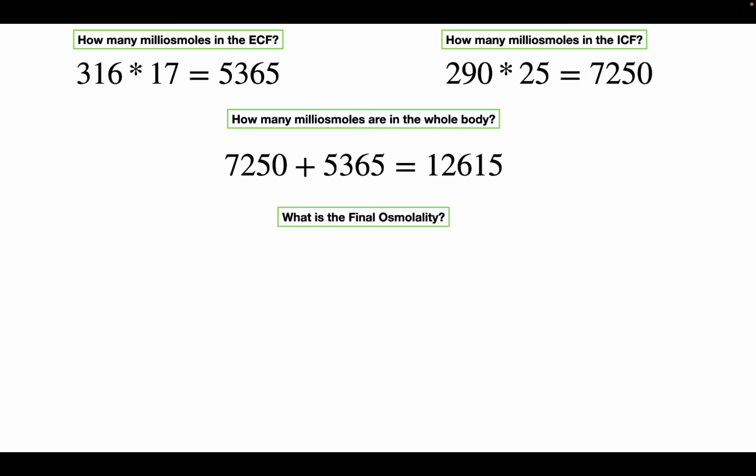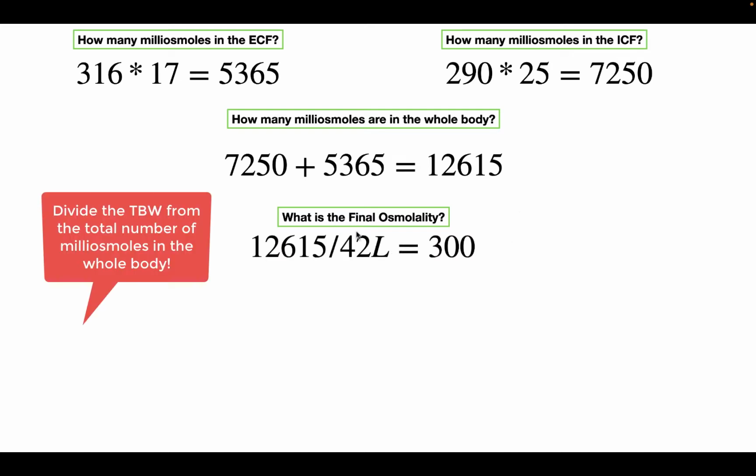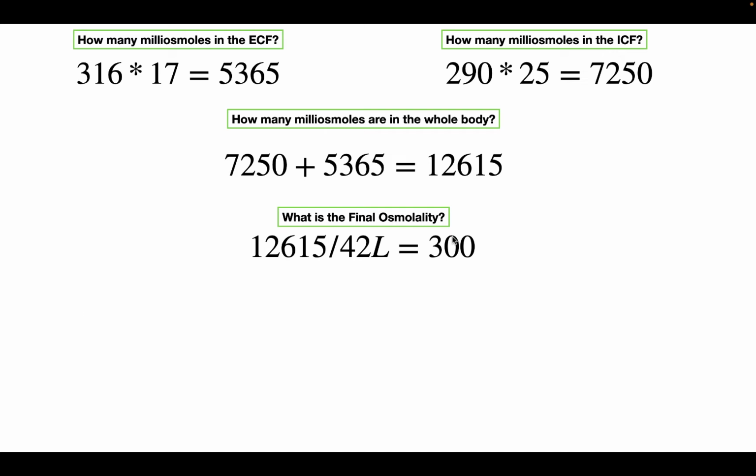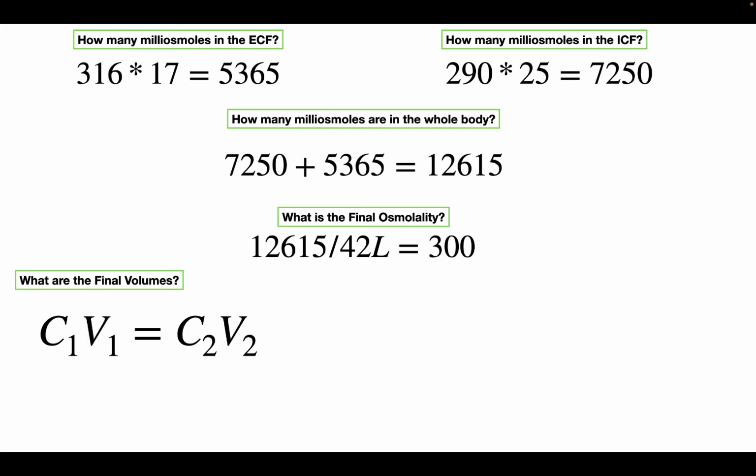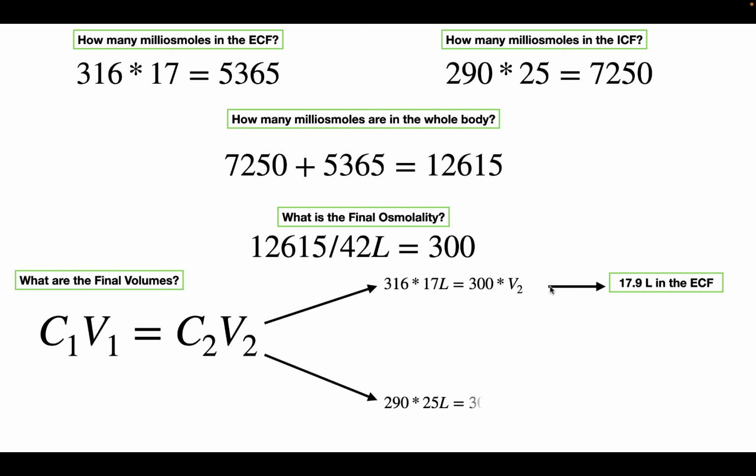Then the last question is, what is the final osmolality? To find this, you take this value and divide it by the total body water, and you get 300 milliosmoles. So 300 milliosmoles is the final osmolality of both the ECF and the ICF after ingesting pure sodium chloride. So what are the final volumes then? By using this equation, we can find the final volumes of both the ECF and the ICF. For the ECF, the final volume will be around 17.9 liters, and the final volume of the ICF will be around 24.1 liters.